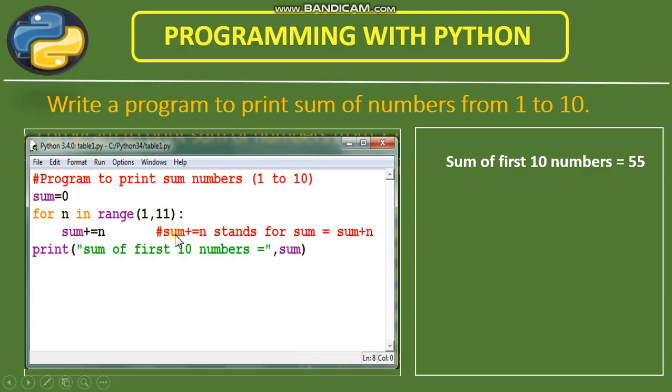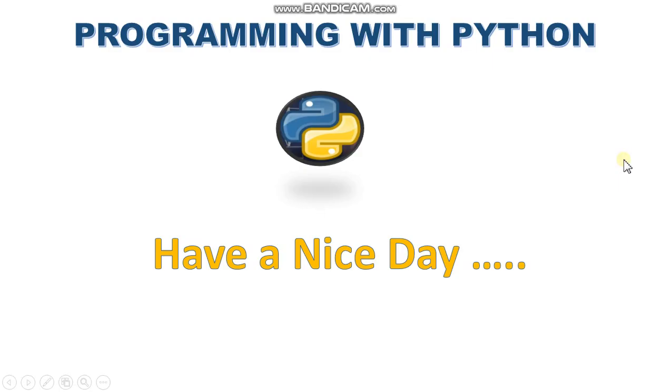This statement can be written like this: sum plus equals n stands for sum equals sum plus n. It means the latest value of sum will be the previous value of sum plus n. So the first time the previous value of sum will be 0, so it will add 1 to 0, and that makes 1. Then next time n will become 2, the previous value of sum will be 1, and 1 plus 2 is 3, then 3 plus 3 is 6, then 6 plus 4 is 10, then 10 plus 5 is 15, and accordingly it will calculate the progressive total up to 10, and then ultimately it will print the sum, and that is 55. So you have to do all these programs.